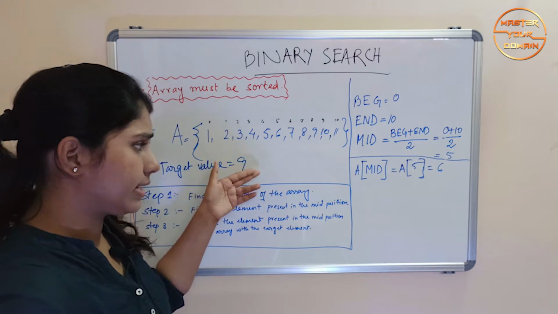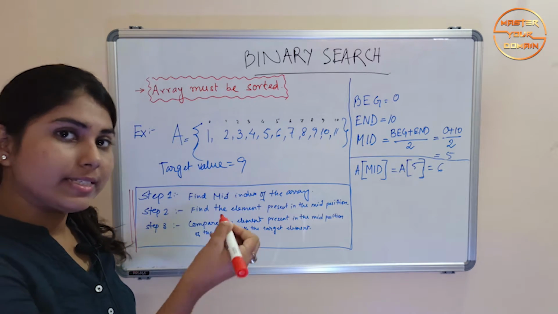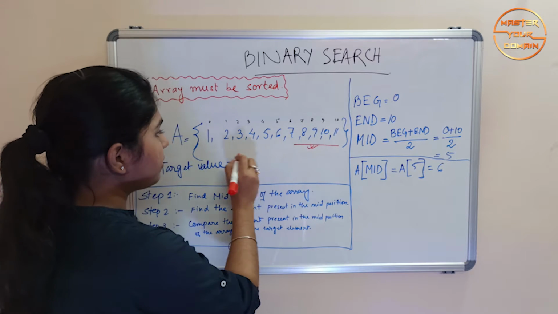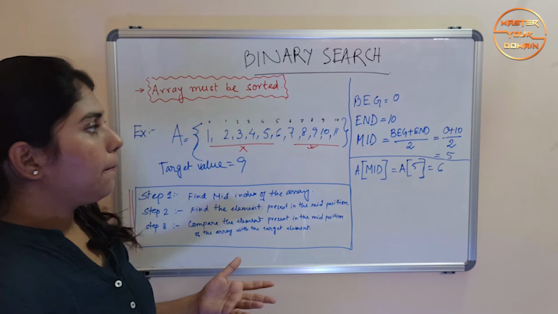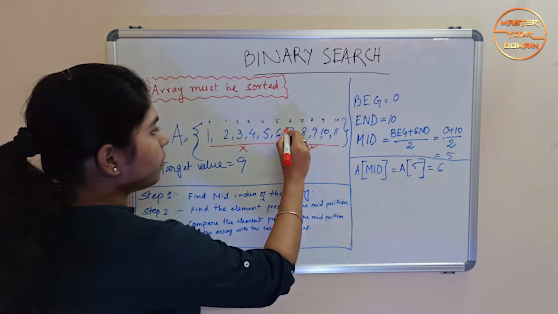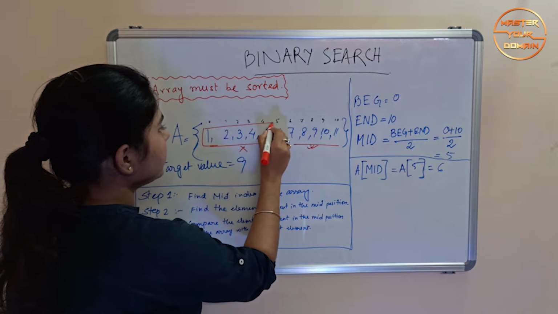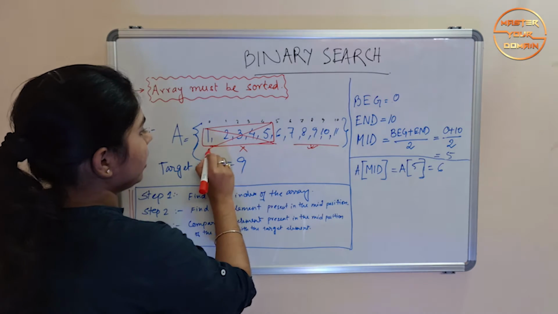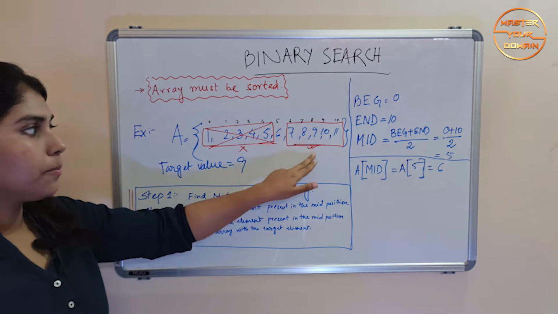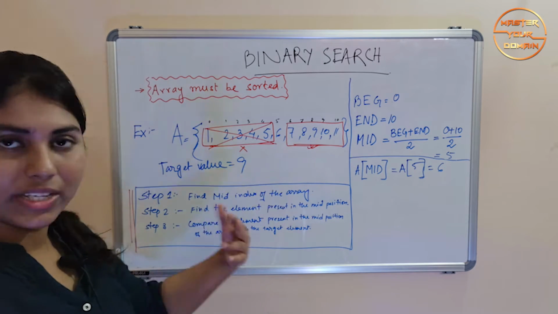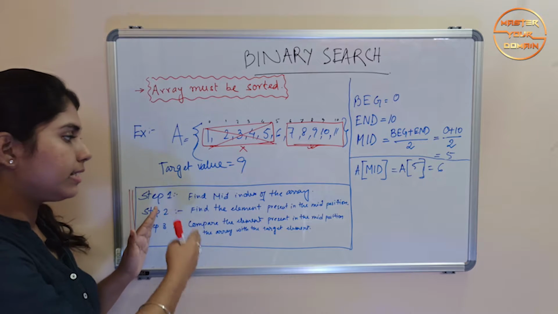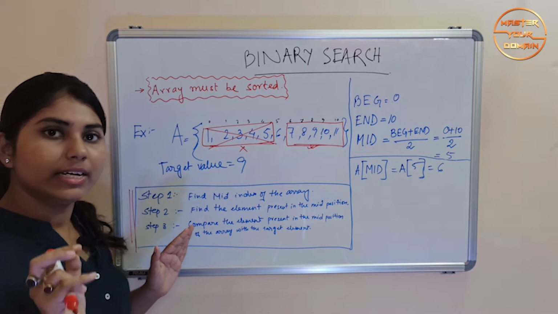As we know, 9 is greater than 6, so if 9 is present in the array, it must be present on the right side of 6. It can never be present on the left side of 6, because the array is arranged in ascending order. So we will totally ignore this part of the array and focus on this part of the array. So this is our modified array. Now these steps will be repeated every time until we find the required element.